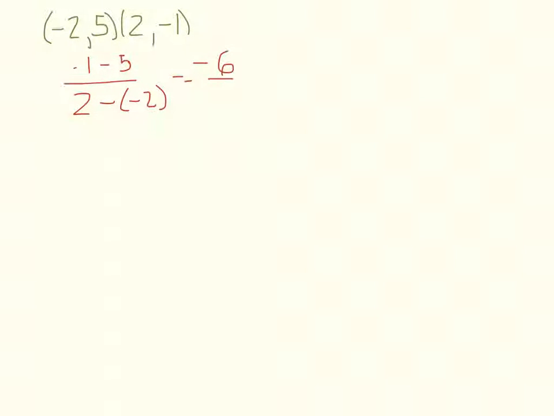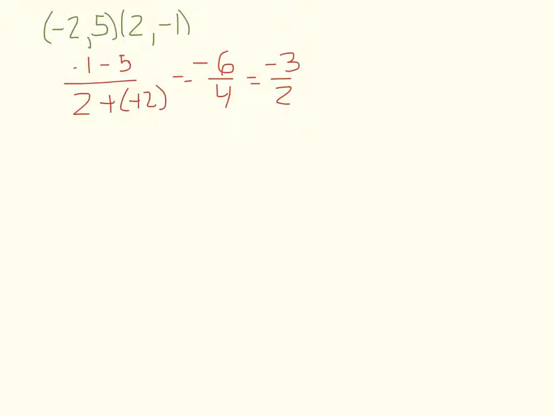Here's another one. So maybe they gave us the ordered pairs -2, 5 and 2, -1. Again, I'm going to solve this both ways, but the first thing I need to do is find the slope. So I have -1 minus 5 over 2 minus -2. So if I do that, I'm going to get -6 over, a minus makes this a plus, 4, so I'm going to get -3 over 2. Again, do not turn that into a mixed number.